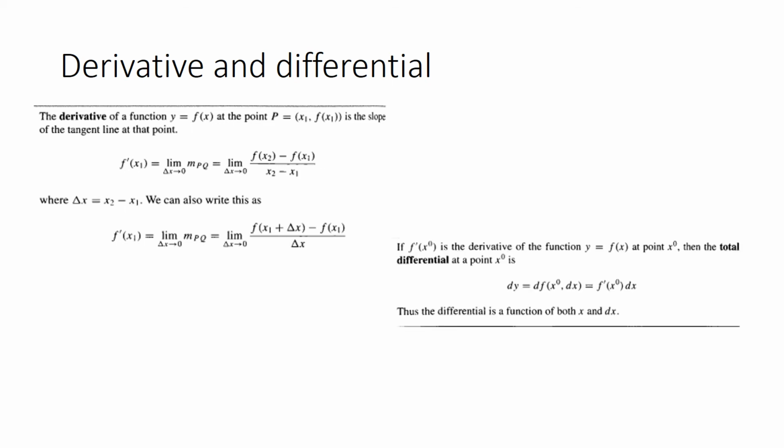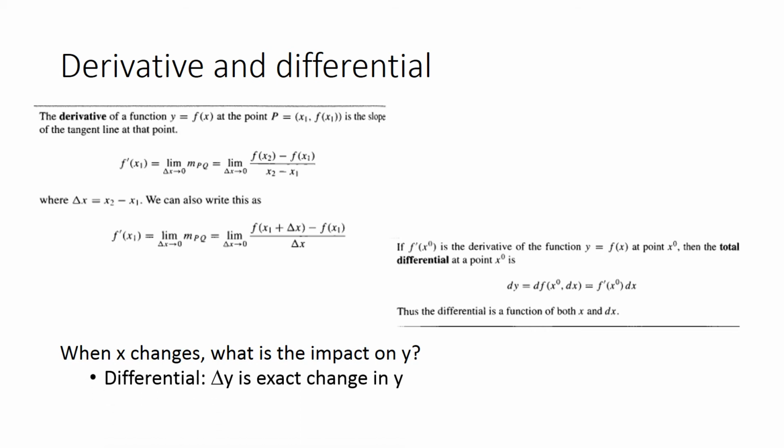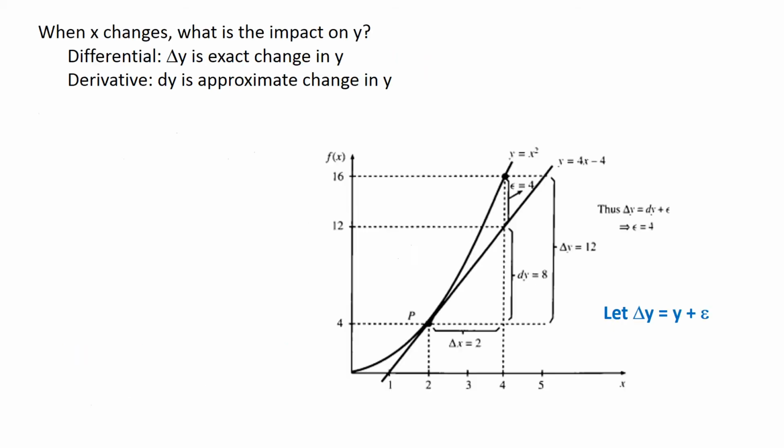Now, derivative is an approximation. Differential, on the other hand, is a more accurate estimate. This is the technical definition of differential. So, when x changes, we can find out the impact on y in two ways. We can use differential, del y is the exact change in y. We can use the derivative, dy is the approximate change in y, del y plus an error term.